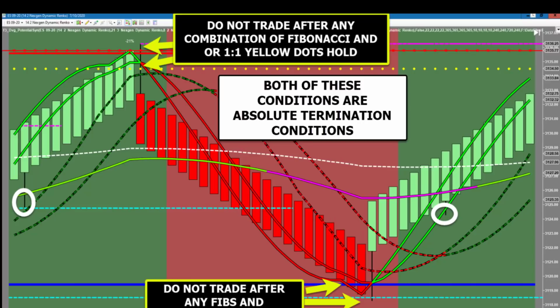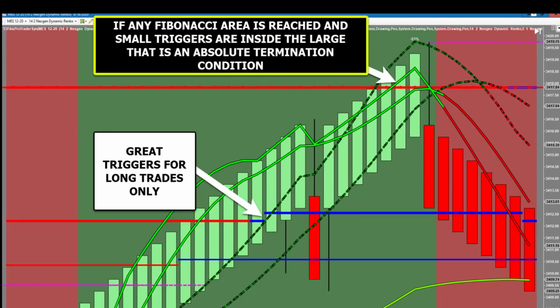And then if they roll over, we're going to start taking long trades. You're going to see the same thing. You're going to see how easy it is and the repetition of what we do. Great look with the triggers outside. We're going to look for every long trade we can get our hands on. When we reach fibs, especially if the triggers are inside, we're going to expect that the market's going to go the other way. So we would not only exit our position, but we wouldn't take any more new long positions.